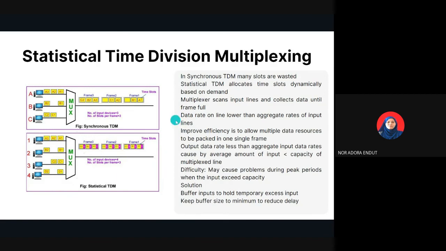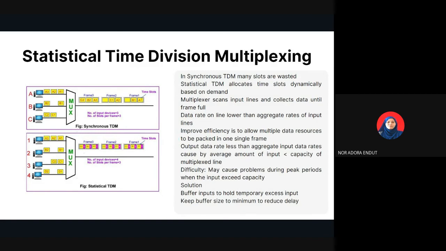Okay, in that case, bila kita boleh multiplex kan, tak mengikut susunan time slot, the data rate on the line can be lower than the aggregate rates of the input lines. Okay, sebab kita tak perlu allocate pun time slot untuk orang yang tak ada data nak dihantar. So this improves the efficiency, that allows multiple data resources to be packed in one single frame.